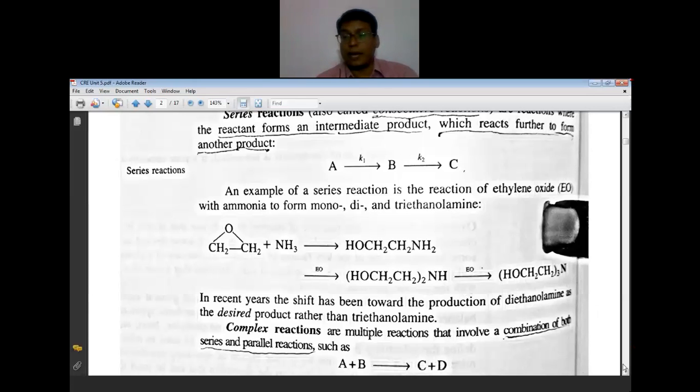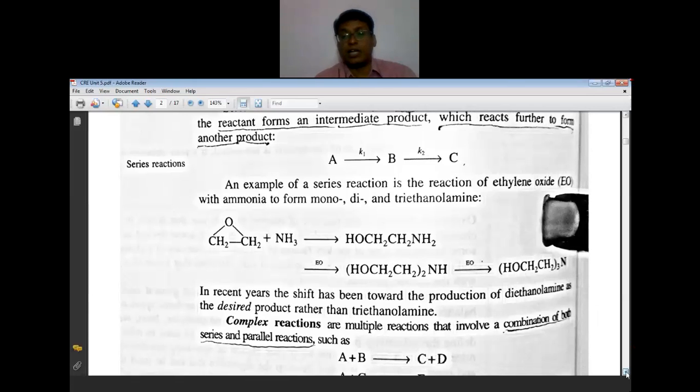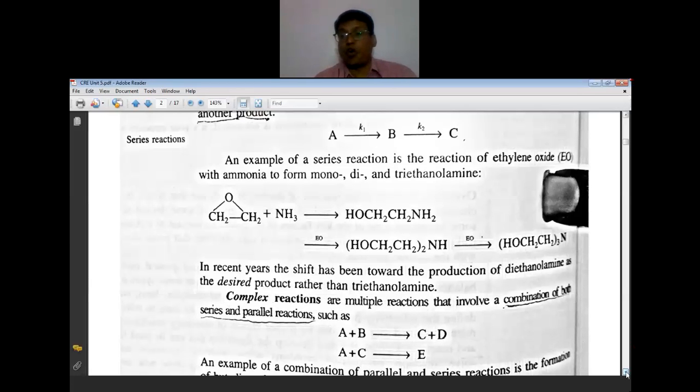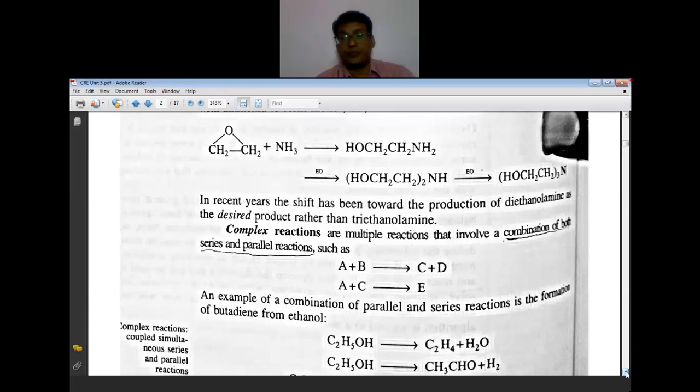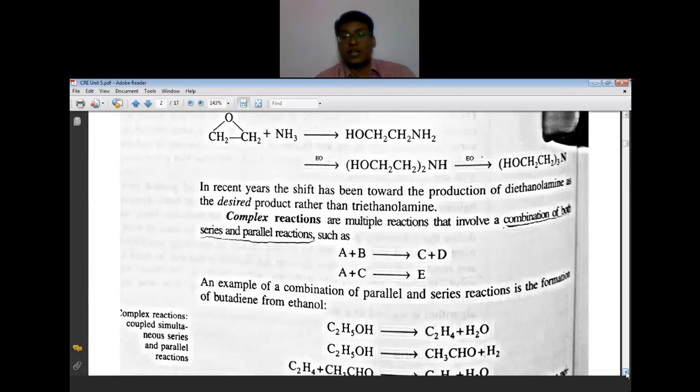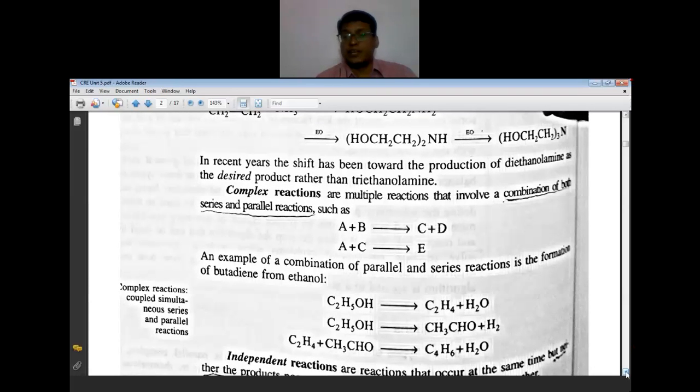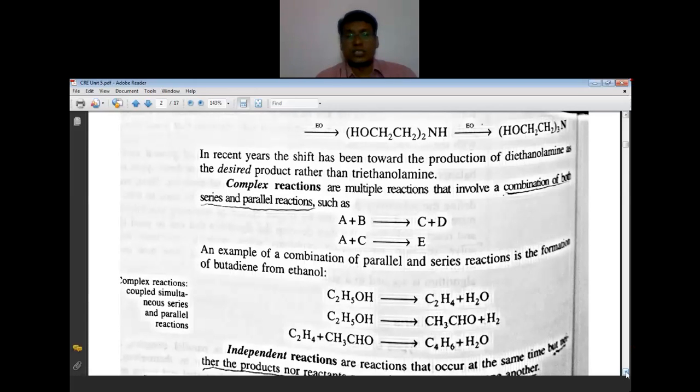Then there are complex reactions. These are multiple reactions that involve a combination of both series and parallel reactions. So A plus B giving you C plus D and A plus C giving you E. But if it's A plus B giving you C plus D and A plus B giving you E and F, then it can be a parallel reaction.